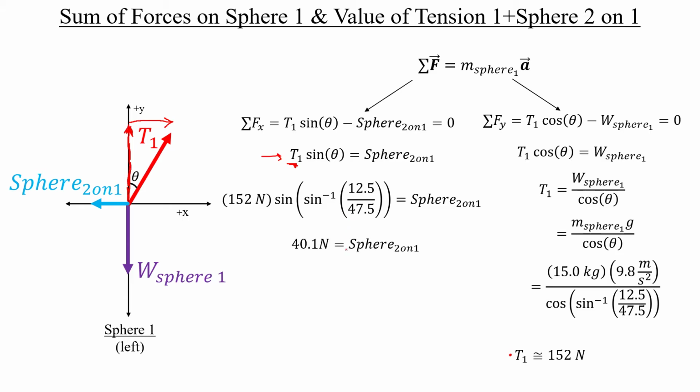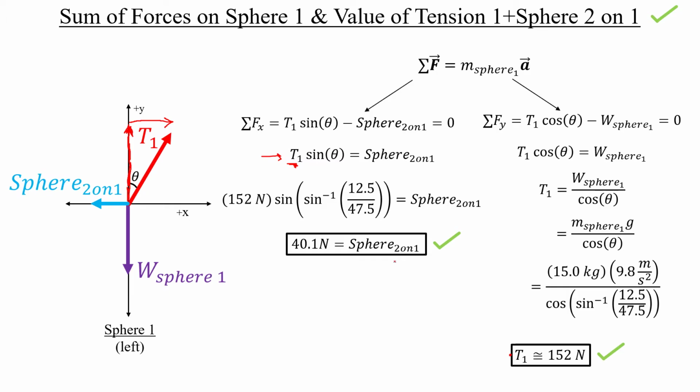Well, 40.1. And that not only tells us the force of sphere 2 pushing on 1, but we also know, by Newton's third law, the value of sphere 1 pushing on 2. It's the same value, right? They're equal in magnitude, but opposite in direction. So there's T1, there's the sphere kind of pushing on each other. So we have 2 answers out of the necessary 4 that we need to get.